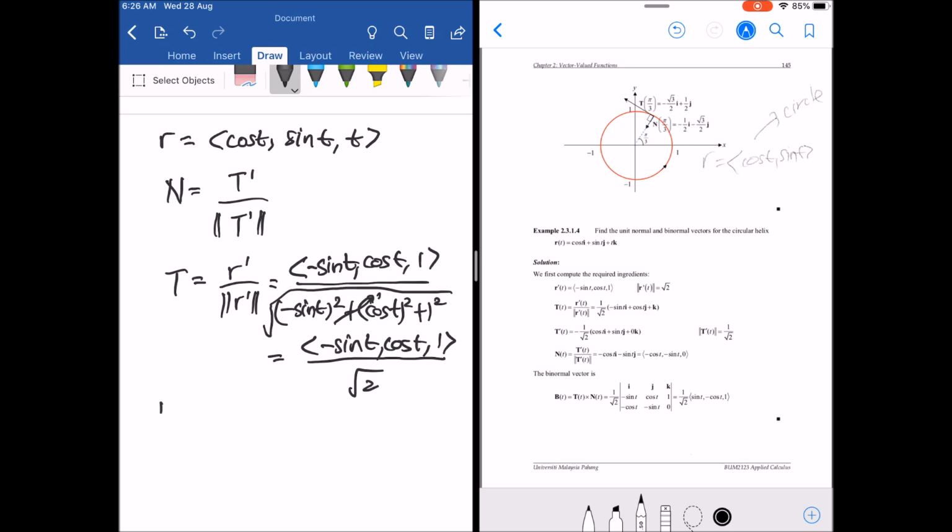We have to differentiate T to find T prime. The 1 over square root 2 is only the magnitude, so we bring it forward and differentiate negative sin t, cos t and 1. We will have negative cos t, negative sin t, and 0.